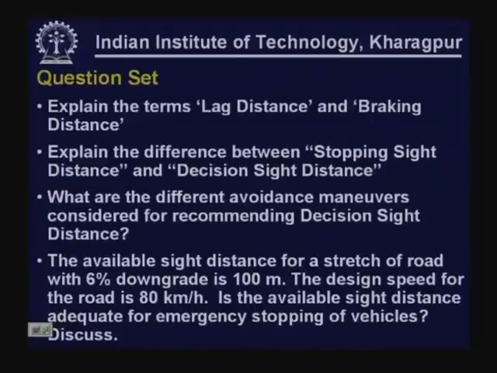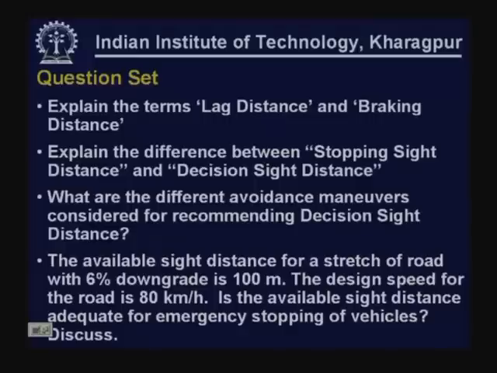Now, I have a few questions for you. Number 1, explain the terms lag distance and braking distance. Number 2, explain the difference between stopping sight distance and decision sight distance. Number 3, what are the different avoidance maneuvers considered for recommending decision sight distance? Try to answer these questions and also try to solve a problem.